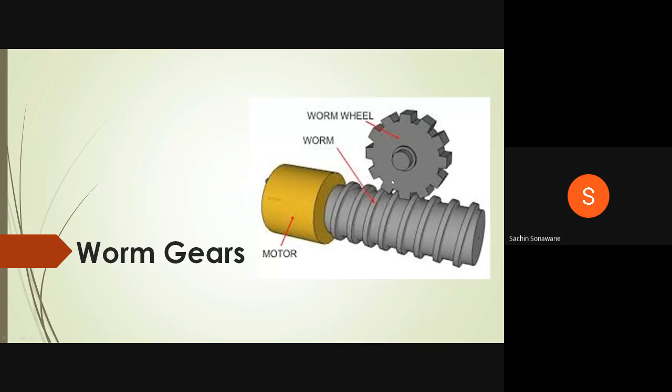Now in this diagram, this worm, meaning the threaded screw, is connected to the motor. Therefore whenever the motor rotates, this worm will rotate. From the diagram you are observing that the pitch circle diameter of the worm is smaller than the pitch circle diameter of the worm wheel. Therefore you have to understand that when this worm or screw will rotate by 20 to 50 revolutions, the worm wheel will rotate by one revolution.